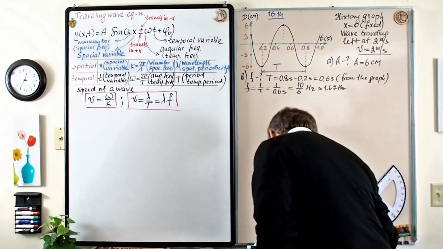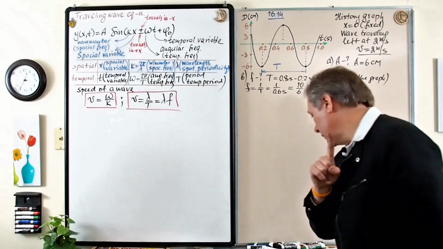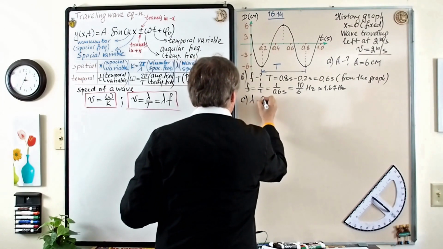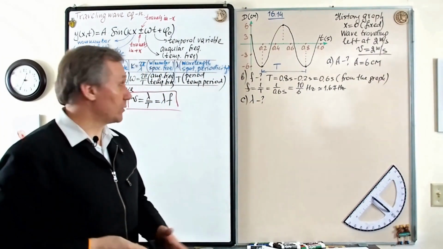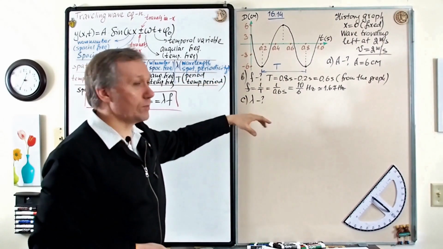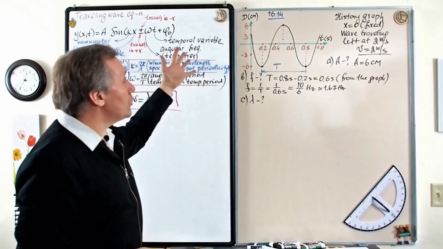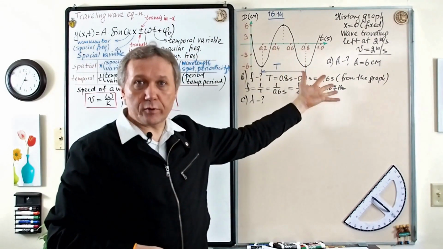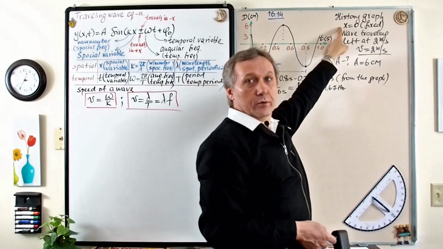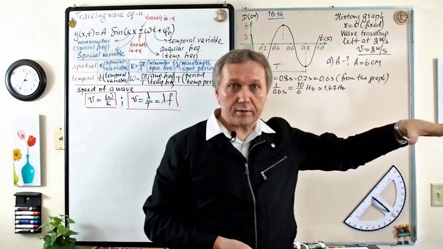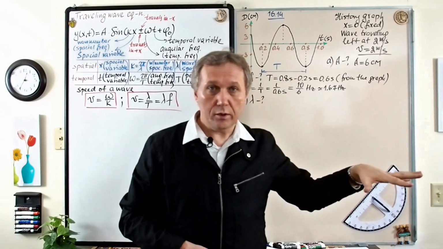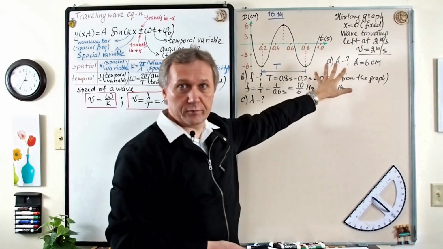What is next? We need to find the wavelength. So part C, we need to find lambda, the wavelength. What's the meaning? Spatial periodicity. So now the question is about a spatial parameter, but we don't have any information except that this graph was made when x equals 0. So x is fixed. As a result, pretty much all the spatial information is missing. What we have here is only temporal information.